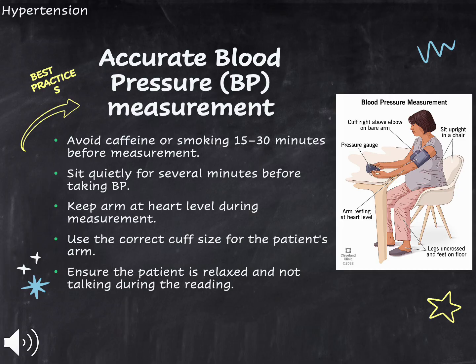And here's an important documentation tip. If the patient had coffee or smoked recently, note it in your charting. For example, BP 150/88. Patient had coffee 10 minutes prior. That context helps providers interpret the numbers accurately.